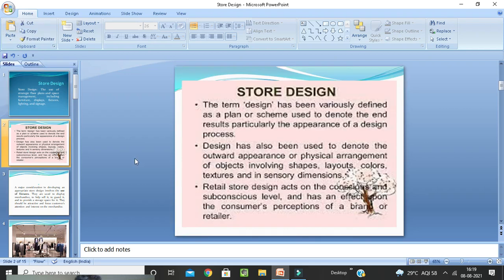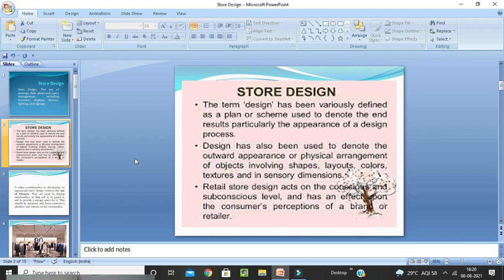Now, the term store design has been variously defined as a plan or a scheme used to denote the end results, particularly the appearance of a design process. That means store design is nothing but a plan or a scheme for denoting the end results, for creating the output of the store, particularly the appearance of the design. Whatever the designs will be, customers should be made to purchase the product. That means they have to make the mindset of purchasing the goods.